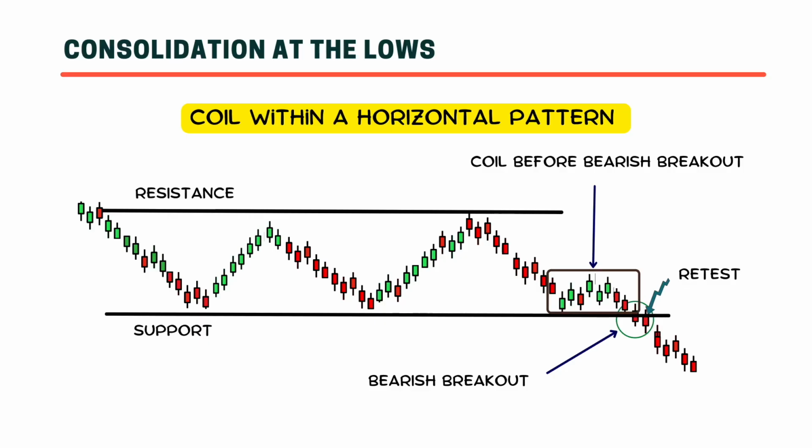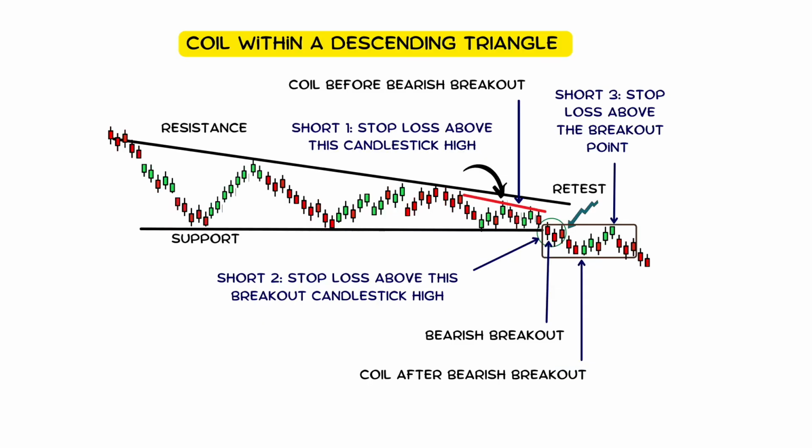In this example, price consolidated at the lows of a horizontal pattern that resulted in a bearish breakout. In this next example, price consolidated at the lows of a descending triangle pattern that also caused a bearish breakout.